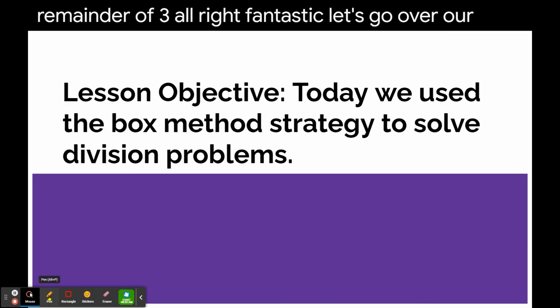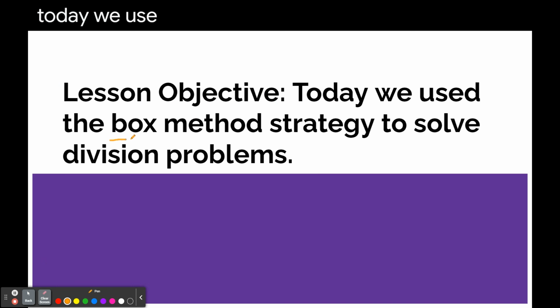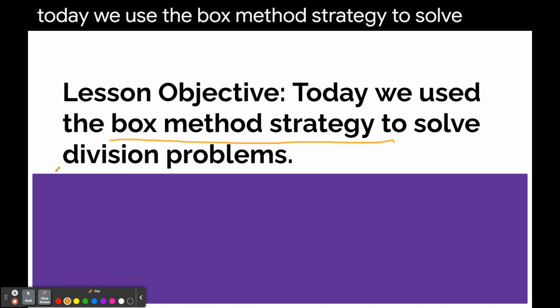Let's go over our lesson objective. Our lesson objective for today is we use the box method strategy to solve division problems.